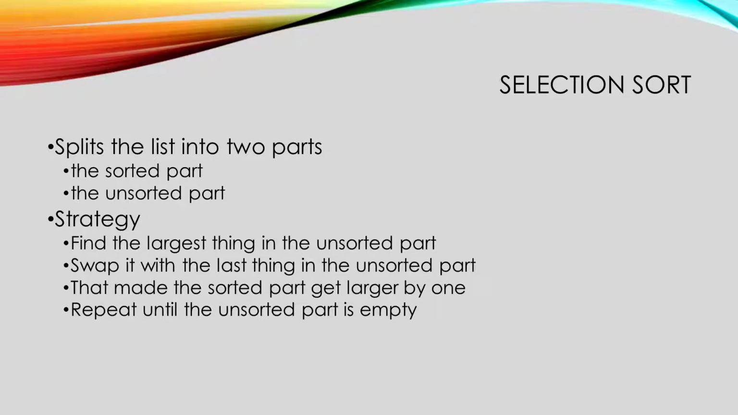When we build selection sort, we think of the array as being divided into two parts, the sorted part and the unsorted part. The unsorted part is at the lower indices of the array, and the sorted part is at the upper indices. When we start, the unsorted part is the whole array. Our strategy is to find the biggest value in the unsorted part and swap it with the thing in the last position of the unsorted part. That makes the sorted part bigger by one space and the unsorted part smaller by one space. Keep doing that until the unsorted part is empty.